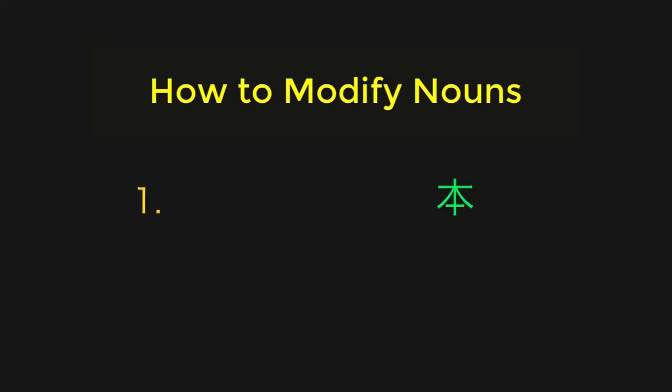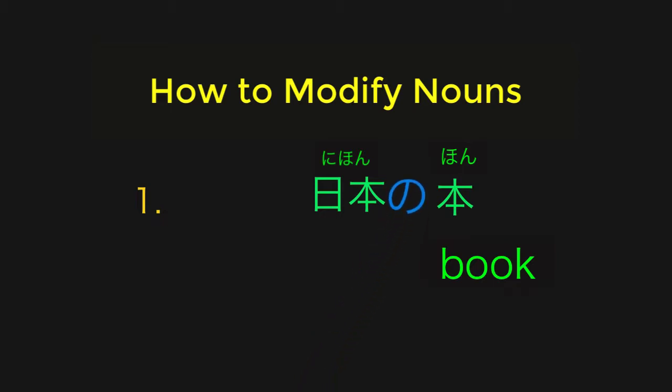The first is where we simply add a noun to another noun to give more information about it. For example, here we have hon, meaning book. Now we're going to give extra information about that book. We're going to say that the book is of Japan. So we're going to simply add Japan in front of the book. We're going to join it with particle no, since that's the way we join 2 nouns. And we get Nihon no hon, or book of Japan. Another way of expressing that is Japanese book. So that's the first way.